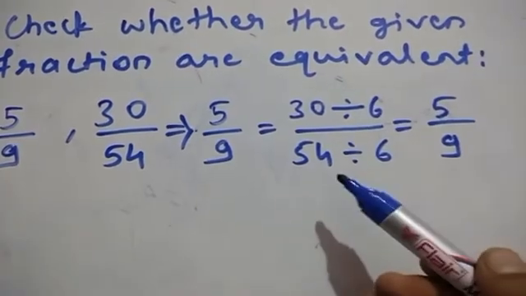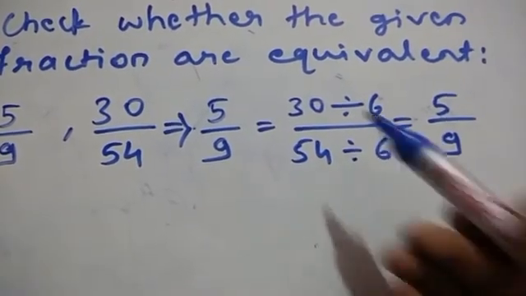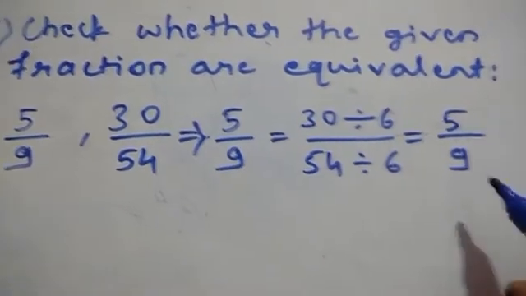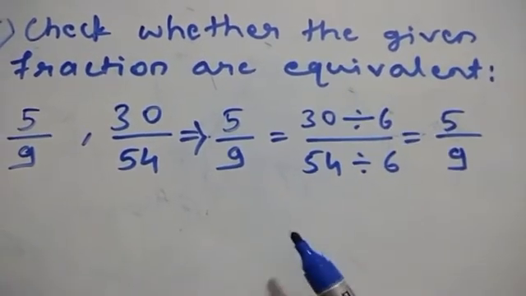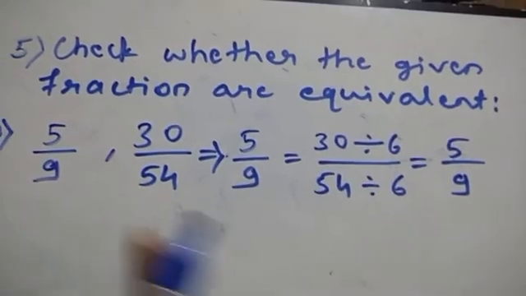I got the lowest term of 30 upon 54, that is 5 upon 9. Therefore, this 5 upon 9 and this 5 upon 9 are equal, right? Therefore, they are equivalent. So both the fractions are equivalent.